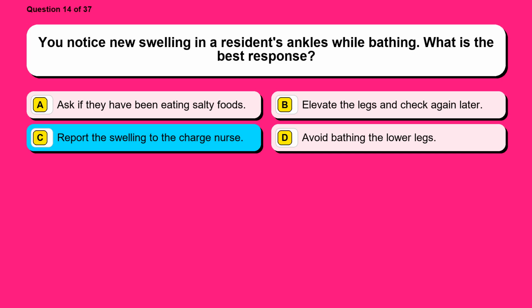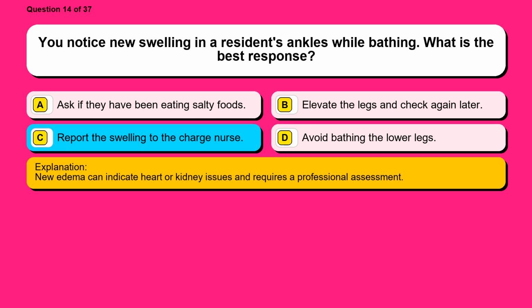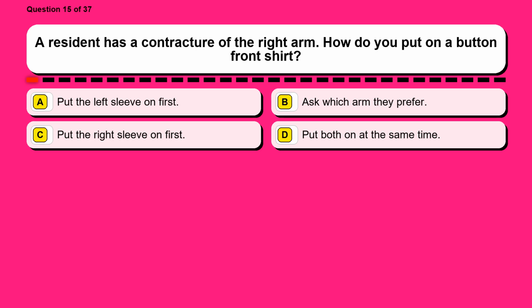The correct answer is option C. Report the swelling to the charge nurse. New edema can indicate heart or kidney issues and requires a professional assessment. Question 15. A resident has a contracture of the right arm. How do you put on a button front shirt?